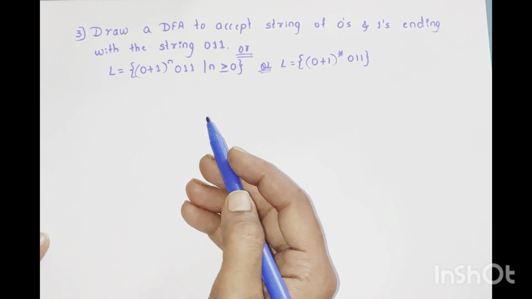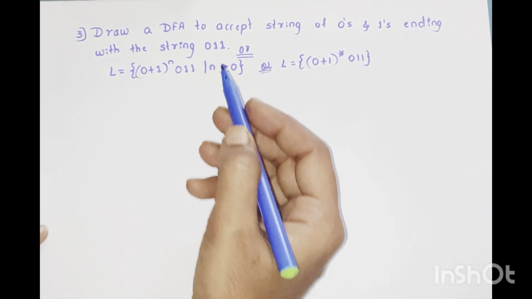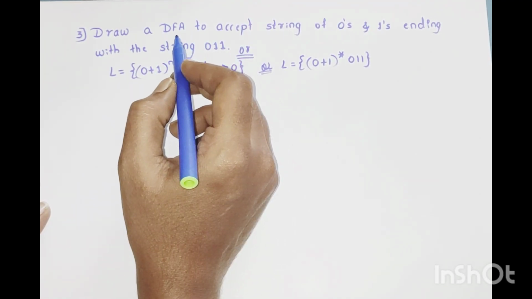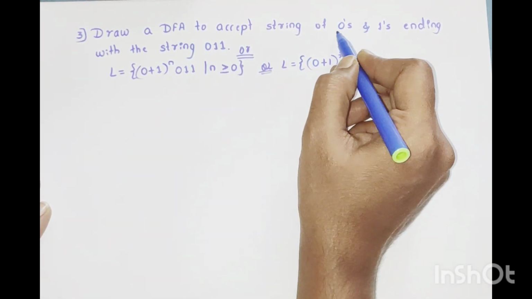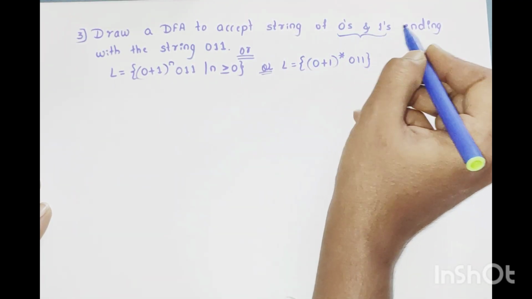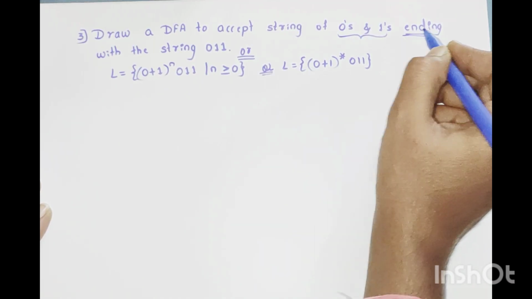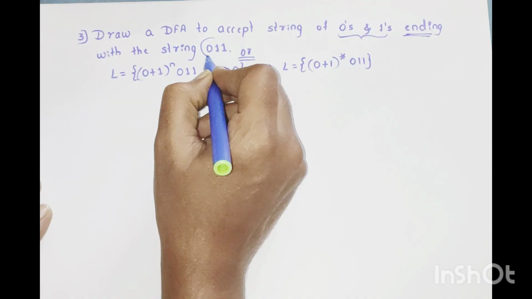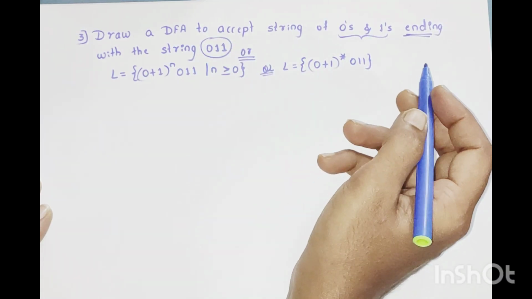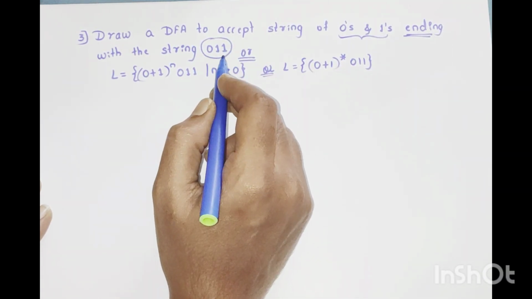So now we'll see one more problem. Here it is given that we need to draw a DFA to accept strings of zeros and ones. The condition is that the string should end with the string 0, 1, 1. So here the string should end with 0, 1, 1.